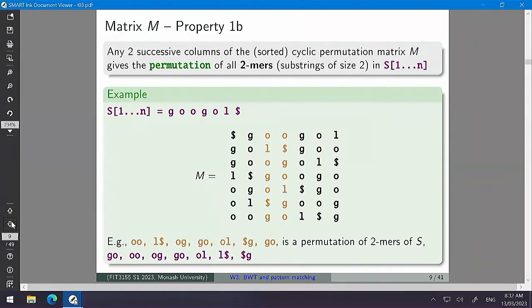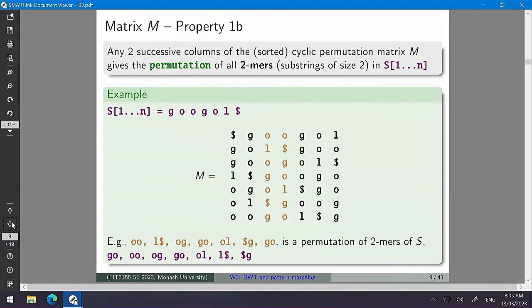Okay, in general it's called k-mers or k-grams, yeah? So if you take 2-mers, what are all possible 2-mers in GOOGLE$? So GO is a 2-letter substring, OO, OG, GO, OL, L$. And then there's $G. If you go cyclically, you can go cyclically in this string. So $G is like you go to the end, you have to come back to the front.